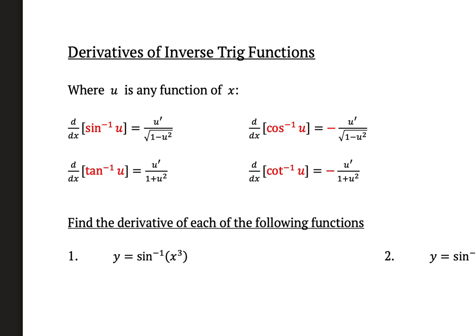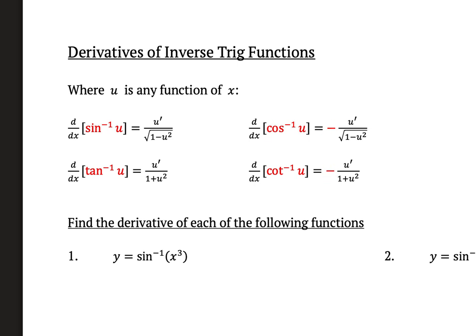So this first one here: you have inverse sine, inverse cosine, inverse tan, inverse cotan. Notice inverse sine and inverse cosine are almost the same. The only difference is inverse cosine has a negative. Besides that, they're exactly the same. And the derivatives for inverse tan and inverse cotan are the exact same thing except for a negative. So just like with regular trig functions, anything that starts with a co ends up being negative.